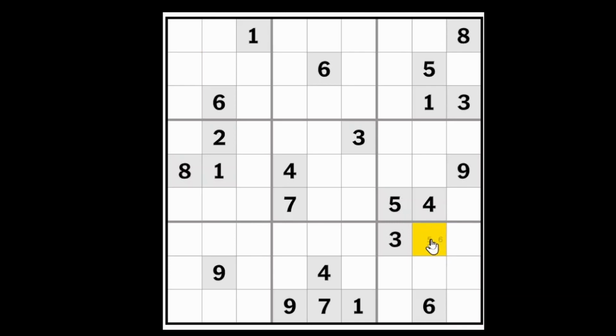Let's plug in a 9 here, shall we? Because of the 9 here and here. That's where it needs to go.